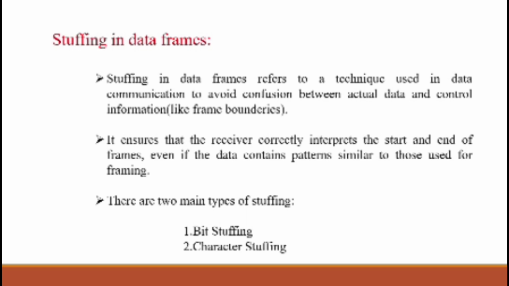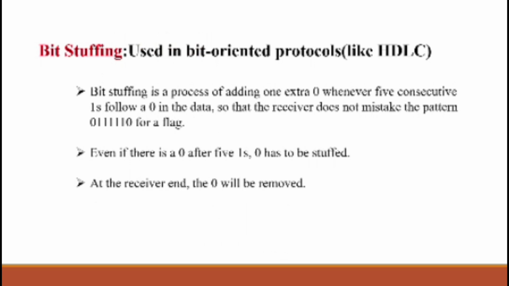The main purpose of stuffing in data frames is to ensure data integrity and to prevent confusion between the actual data and the control sequence. There are two main types of stuffing, bit stuffing and character stuffing. So what is bit stuffing?